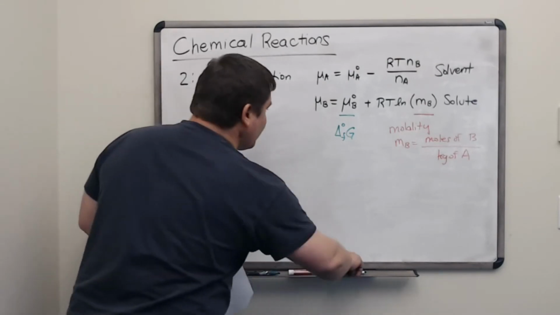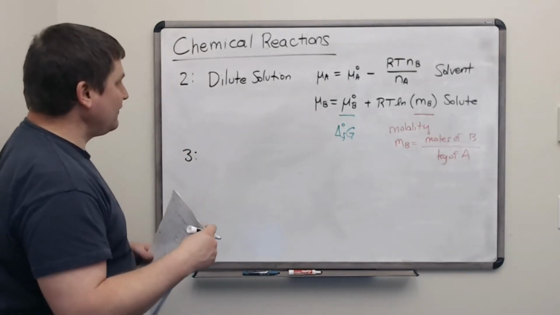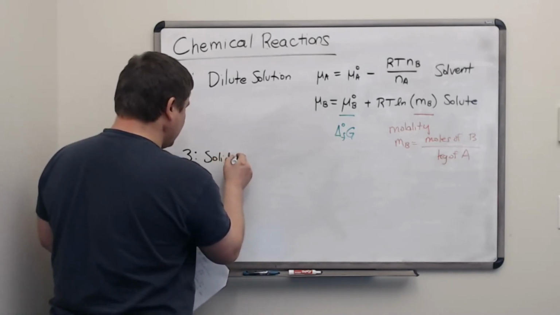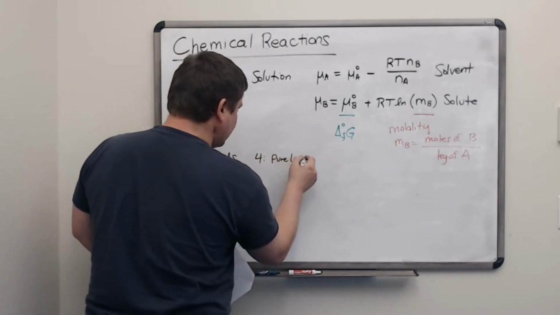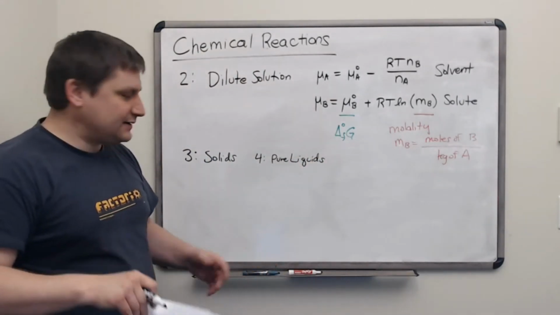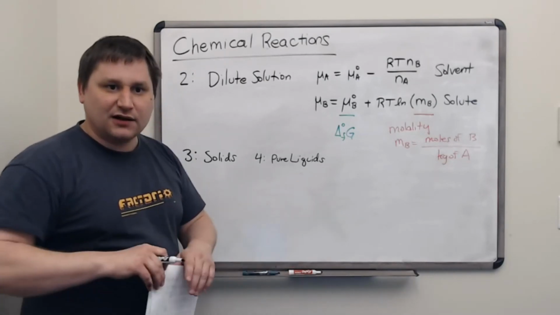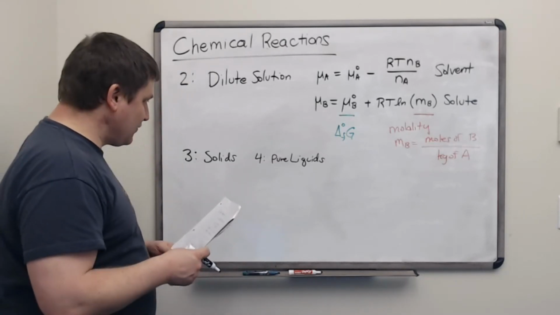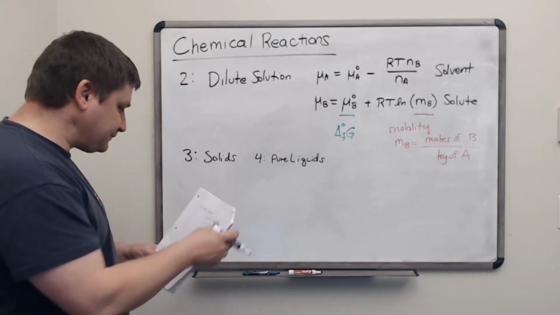All right, the third and fourth type of chemical state that we will find out the chemical potential for is solids and pure liquids. So a pure liquid is not something dissolved in water, but a pure thing like bromine or mercury or a melted oil or something like that. A pure 100% of a certain chemical compound in a liquid state.